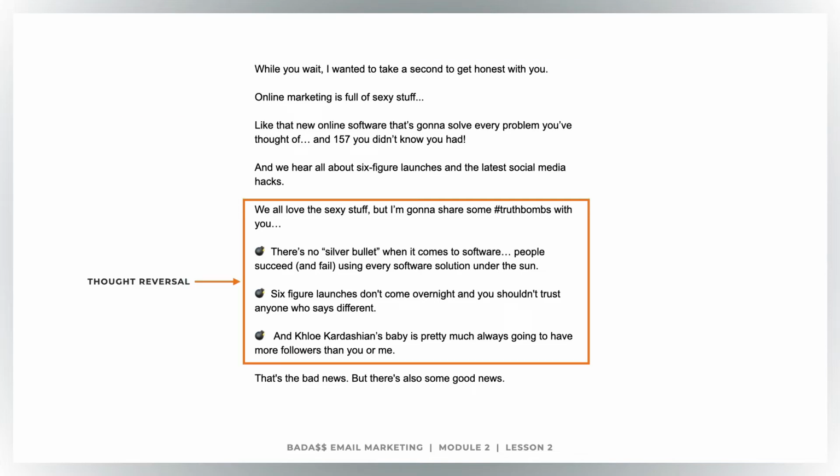And I say, "We all love the sexy stuff, but I'm going to share some truth bombs with you." This is where I'm basically going to go against the grain. "There's no silver bullet when it comes to software. People succeed and fail using every software solution under the sun. 6-figure launches don't come overnight, and you shouldn't trust anyone who says different. And Khloe Kardashian's baby is pretty much always going to have more followers than you or me."